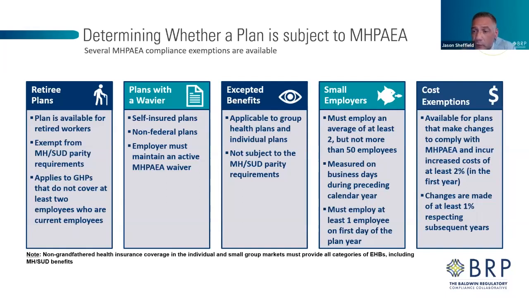Cost exemptions. Early on, this was available for plans to make changes to comply with MHPAEA where they could demonstrate that the compliance cost was going to increase their costs by at least 2% in the first year, and then after that, changes of at least 1% respecting subsequent years. So if you can demonstrate that you can't absorb those cost increases, that they are a significant hardship for your organization, you may be able to get away with it there. All right, next slide.